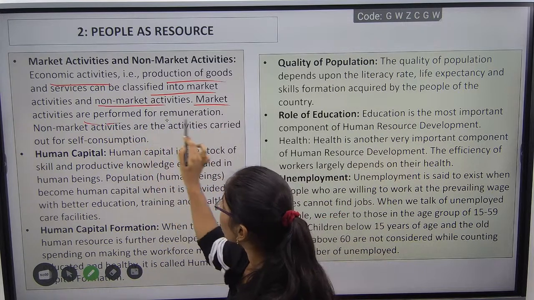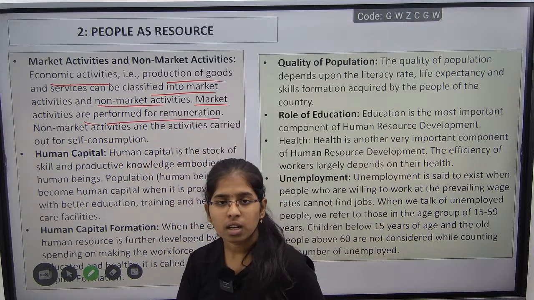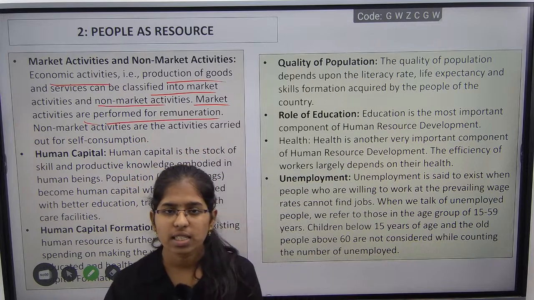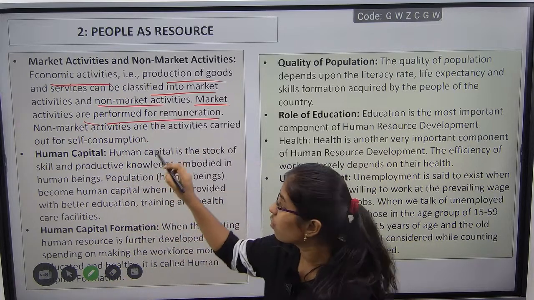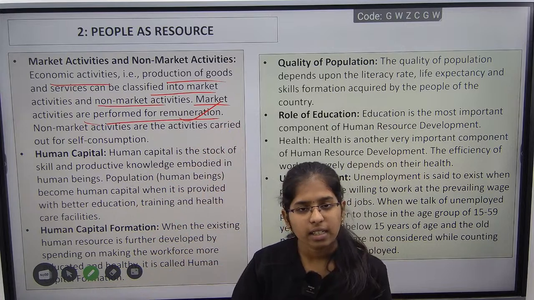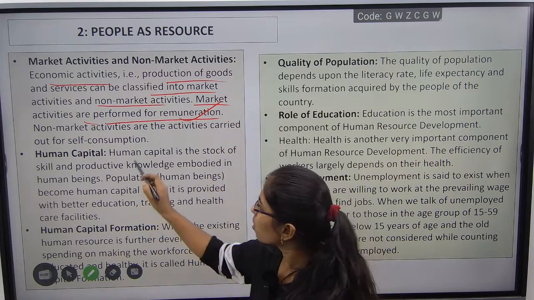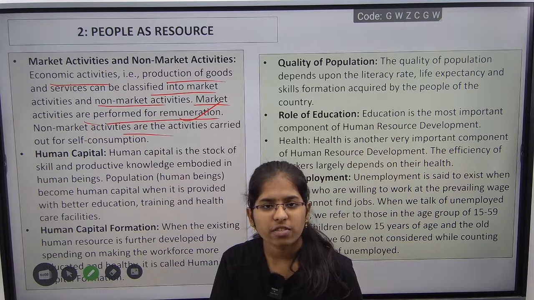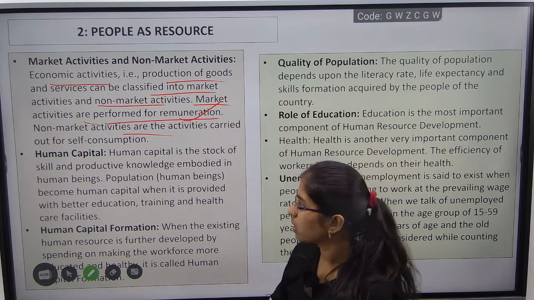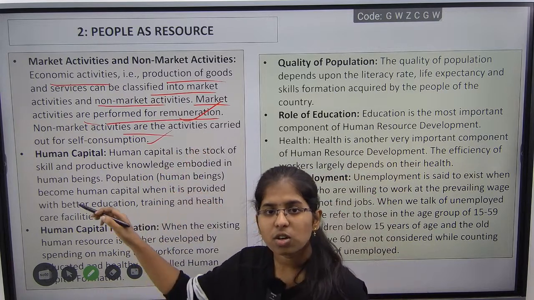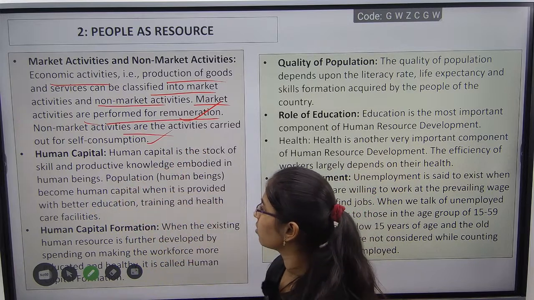Market activities are performed for remuneration. That means you are selling your goods and services in the market for some kind of remuneration, which are considered market activities. And non-market activities are like those for self-consumption, where you are taking for your own consumption, there is no remuneration for it. So it was considered under non-market activities.